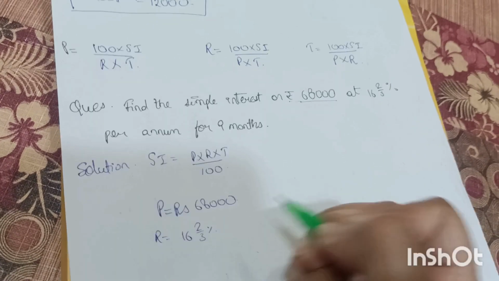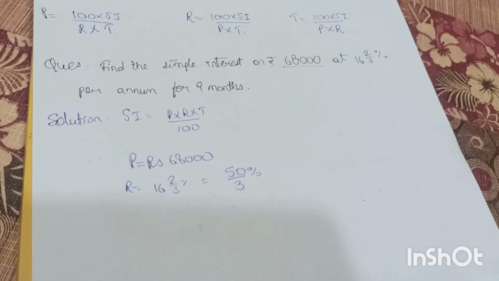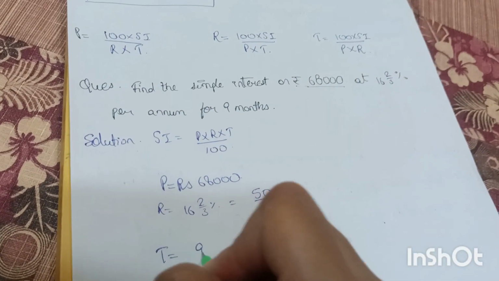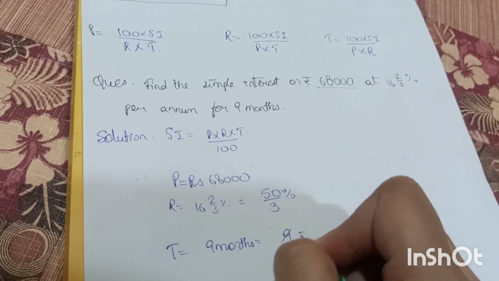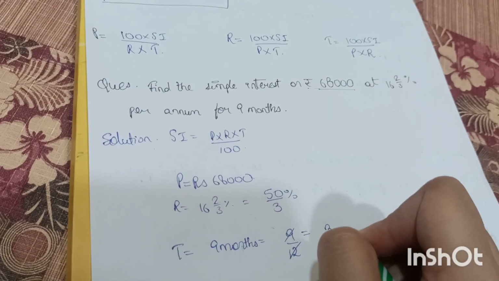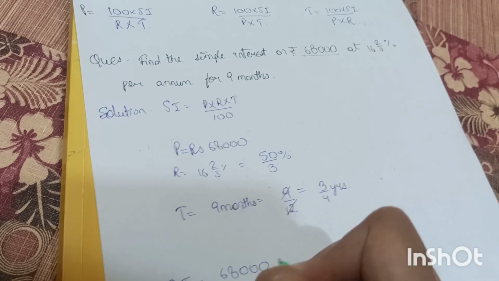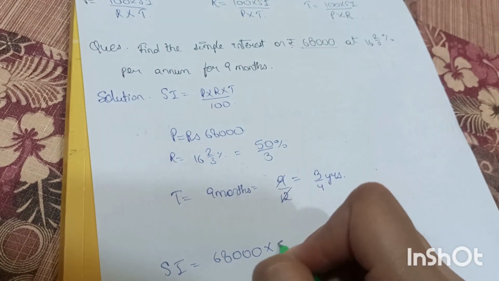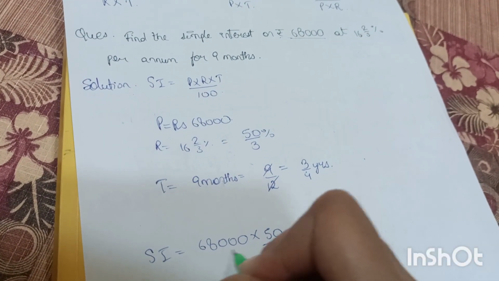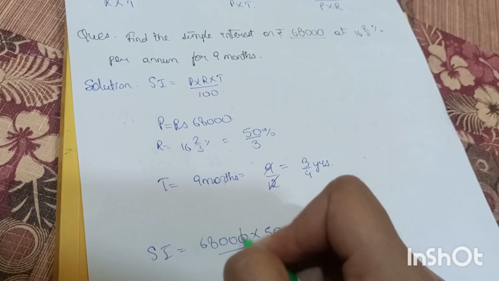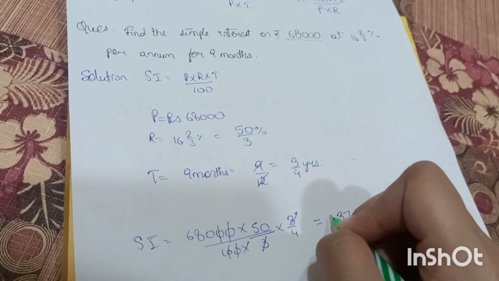16 2 upon 3%. So let's convert it. So you will get 50 upon 3 percentage. Then you can see time is given as 9 months. So you can convert it as 9 upon 12. When you will cancel it out, you will get 3 upon 4 years. So now let's put the value. 68,000 into rate is given as 50 upon 3 percentage and time over here is given as 3 upon 4 into 100. So when you will solve it out, you will get the value as 37.50 rupees.